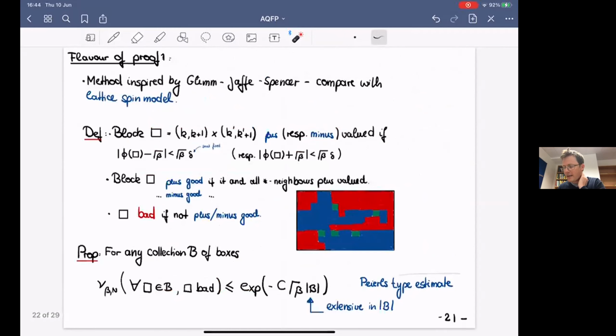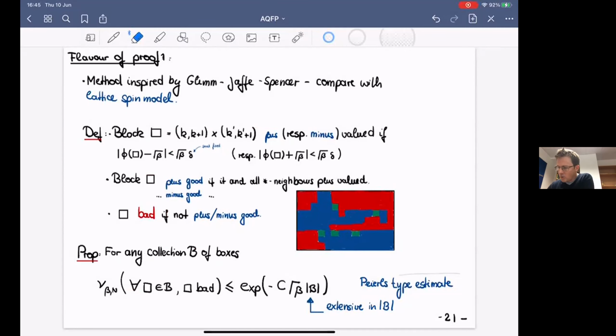So I actually have two slides where I want to give a little bit of a flavor of the proof of how we do this. The method of proof is now very different. There's not so much PDE here. It is very much inspired by the Glimm-Jaffe-Spencer analysis, so it's to compare our continuum spin system to a lattice spin system.